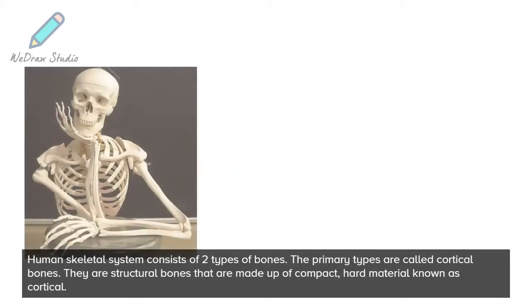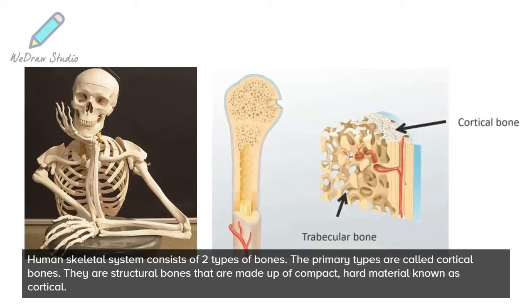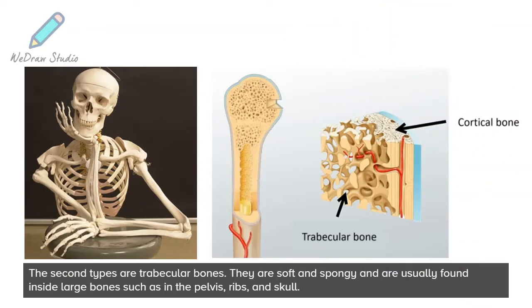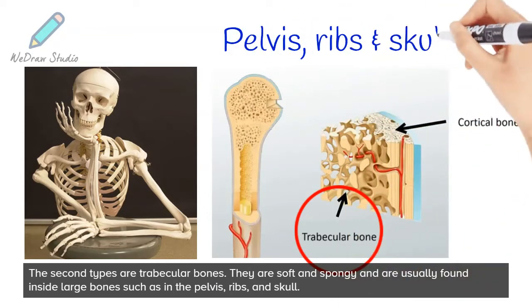The human skeletal system consists of two types of bones. The primary types are called cortical bones. They are structural bones that are made up of compact, hard material known as cortical. The second types are trabecular bones. They are soft and spongy and are usually found inside large bones such as in the pelvis, ribs, and skull.